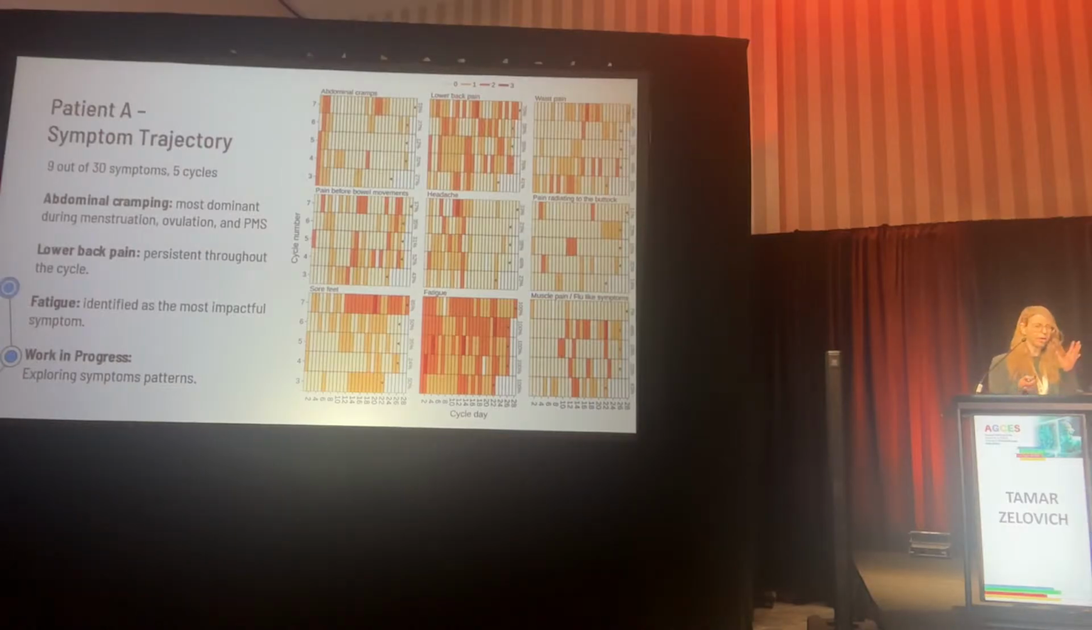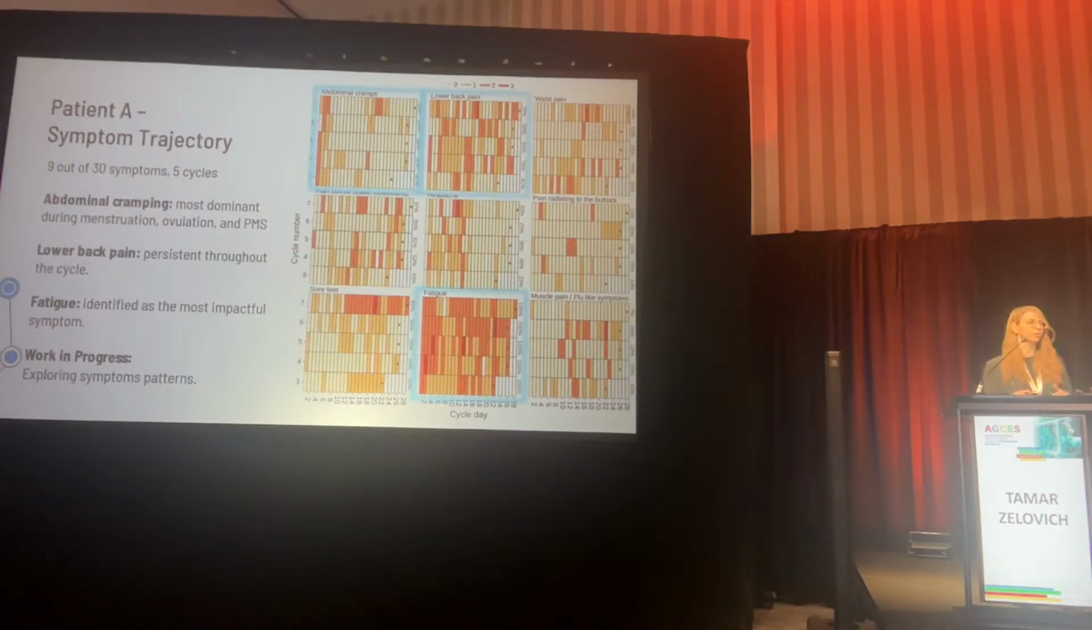Just to understand how we're looking at it, if we're looking at abdominal cramping, we see it's more dominant in the menstruation, ovulation, and PMS patterns. If you're looking at lower back pain, it's more consistent through the cycle, and fatigue is the most impactful symptom. But this is just the first step in the analysis that we're doing. It's still work in progress.